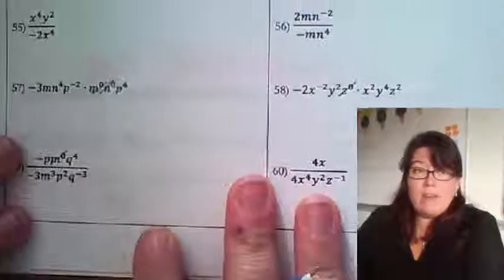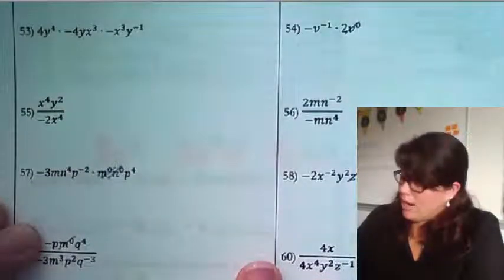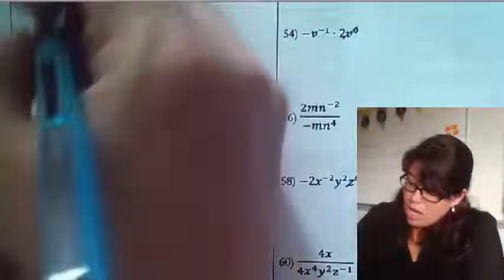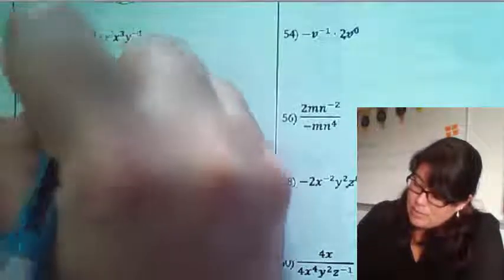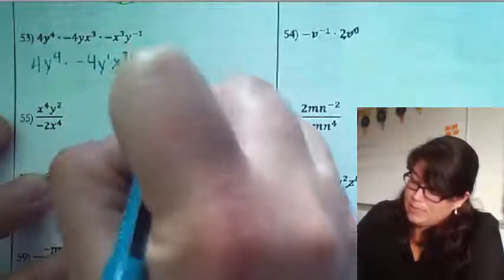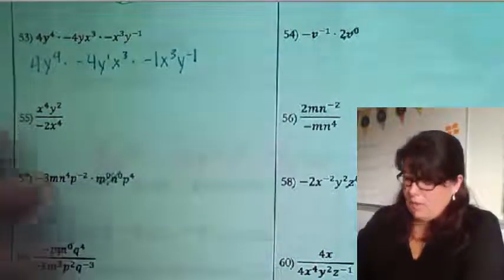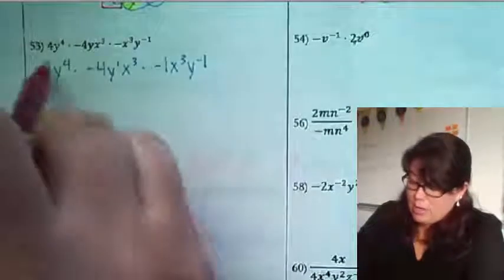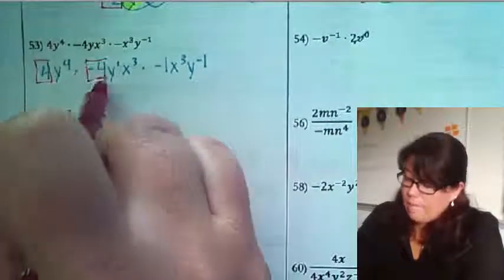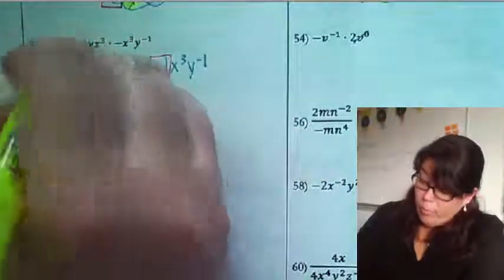Let's keep going. Number 53. Here we go. All right, so I have coefficient, base, exponent. Coefficient, base, exponent, base, exponent. Coefficient, base, exponent, base, exponent. Big problem. That's okay. I'm just going to break it down into smaller pieces. Maybe you've heard the expression, how do you eat an elephant? Well, how do you?